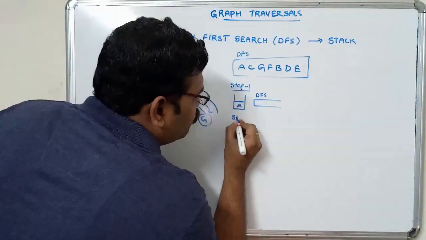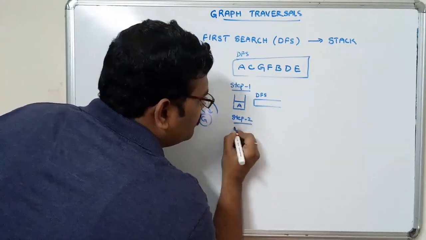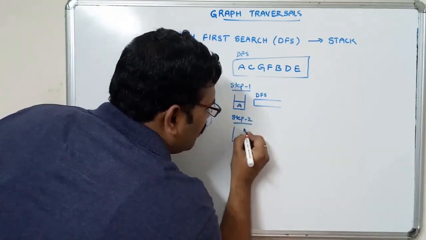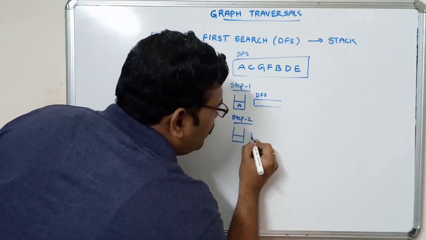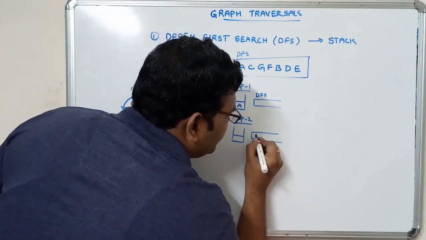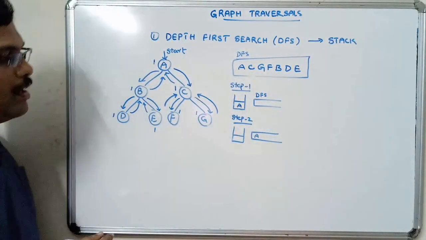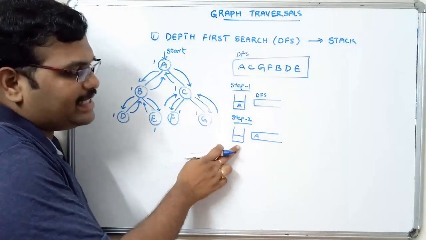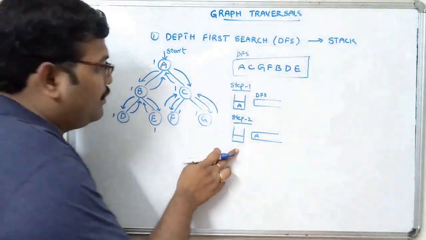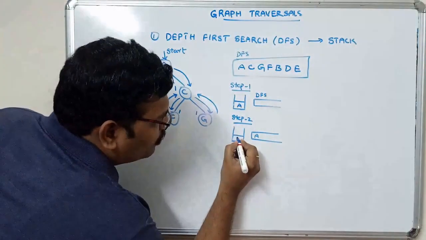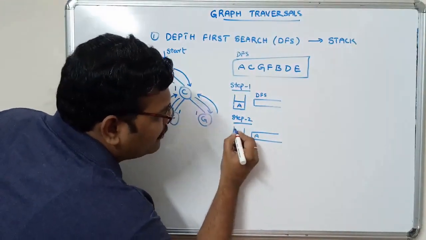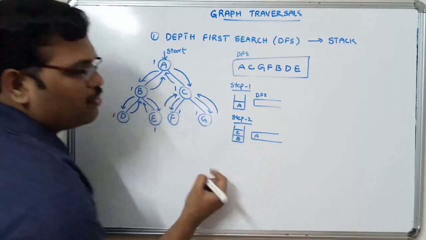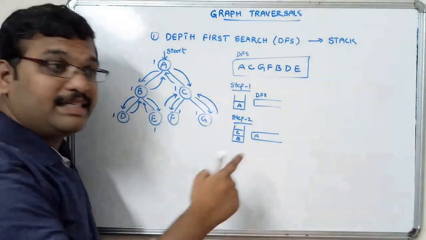So step 2. In step 2, popping the A and placing A here. Now place the adjacent nodes here. So we'll go with adjacent nodes B, C. Push the adjacent nodes of A.